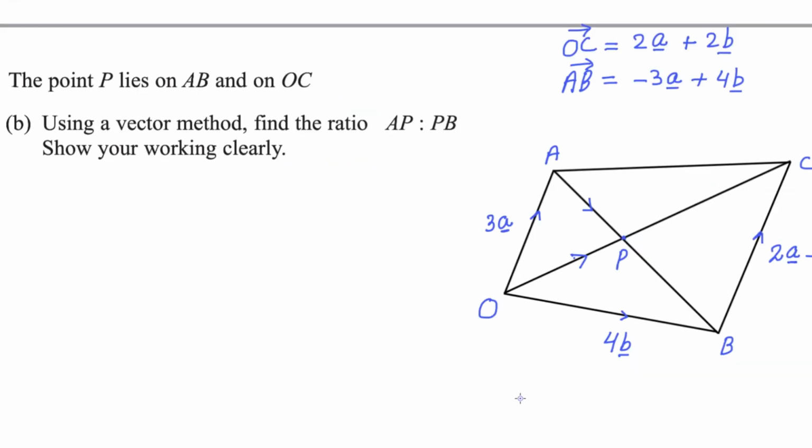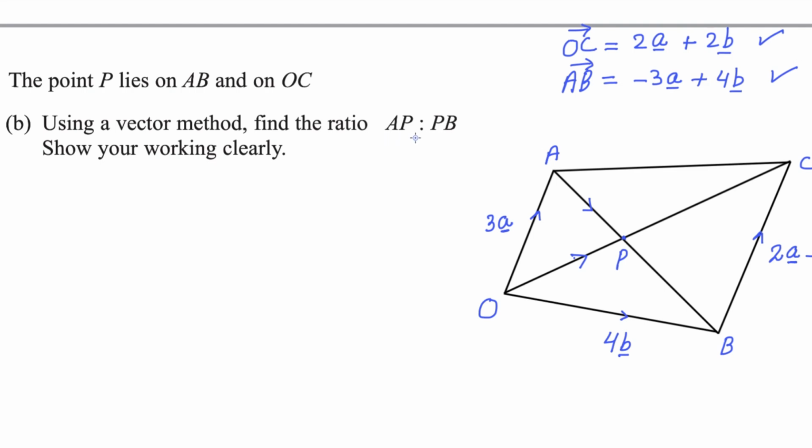For the third part, to solve this, I drew the diagram again. Also, I wrote the previous two answers here. It will work for us to solve this part. The point P lies on AB and on OC. Using a vector method, find the ratio AP to PB. So, working clearly, here is a hint I'm going to tell you.